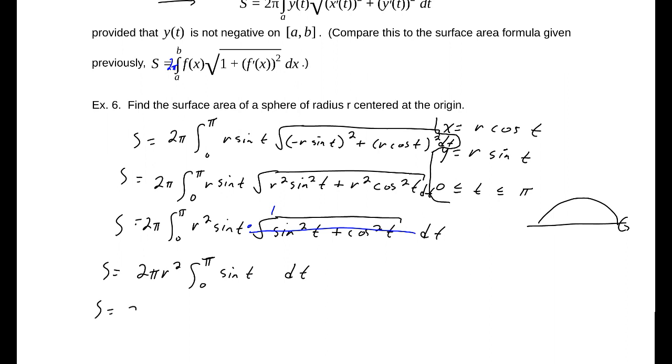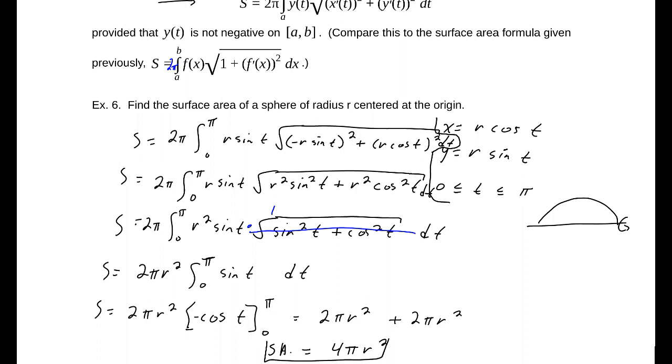which is going to be negative cosine t, evaluated from 0 to pi, which is the value at pi there of cosine is negative 1, so that will be 1, minus evaluating that at 0. Cosine of 0 is 1, so negative cosine is negative 1, so that is minus 1. Okay, so that would be plus 2, giving 2 pi r squared times 2, which is 4 pi r squared, which is exactly the surface area formula that we are familiar with. So we can actually derive some formulas based on these parametric equations.